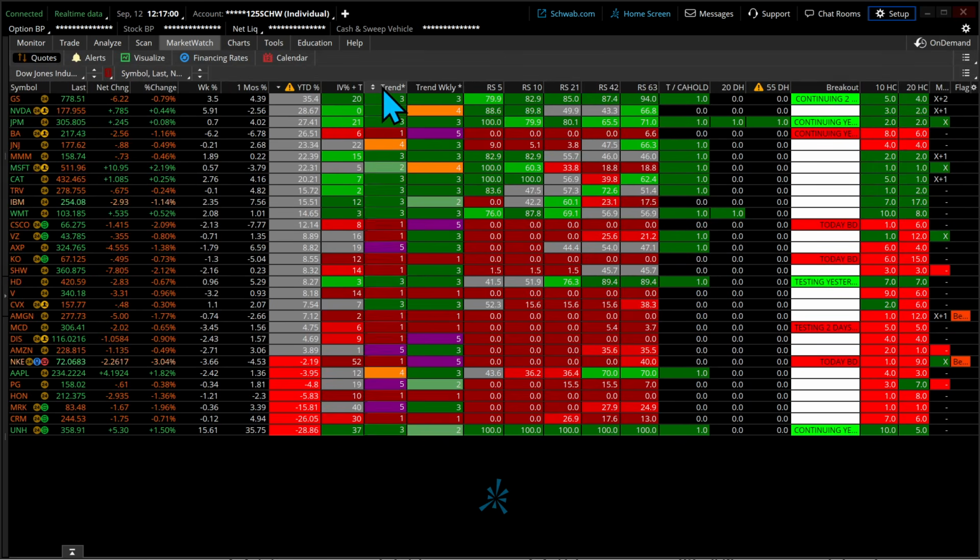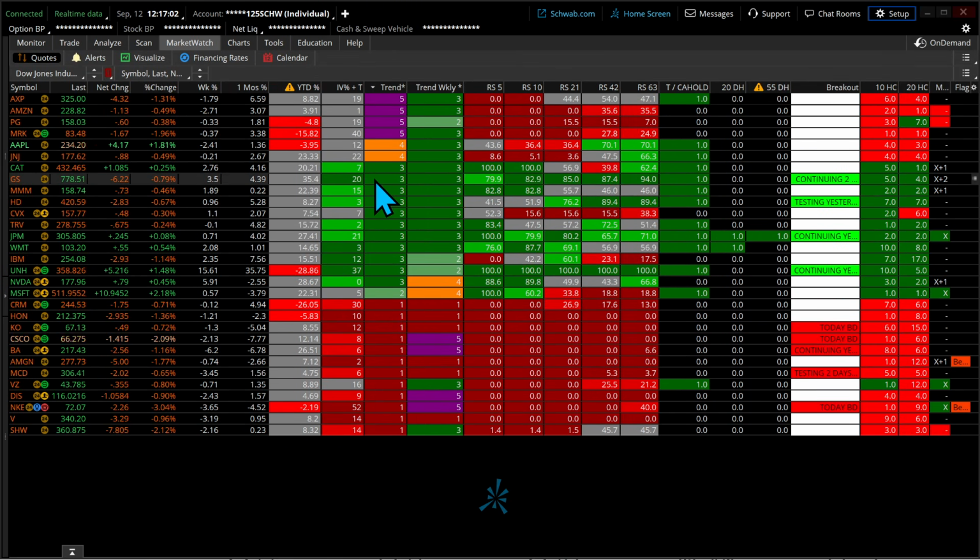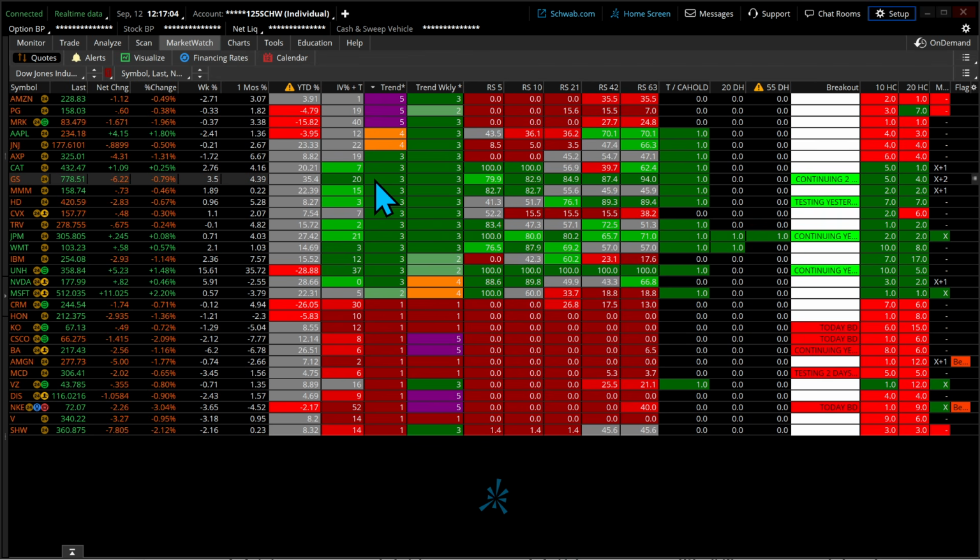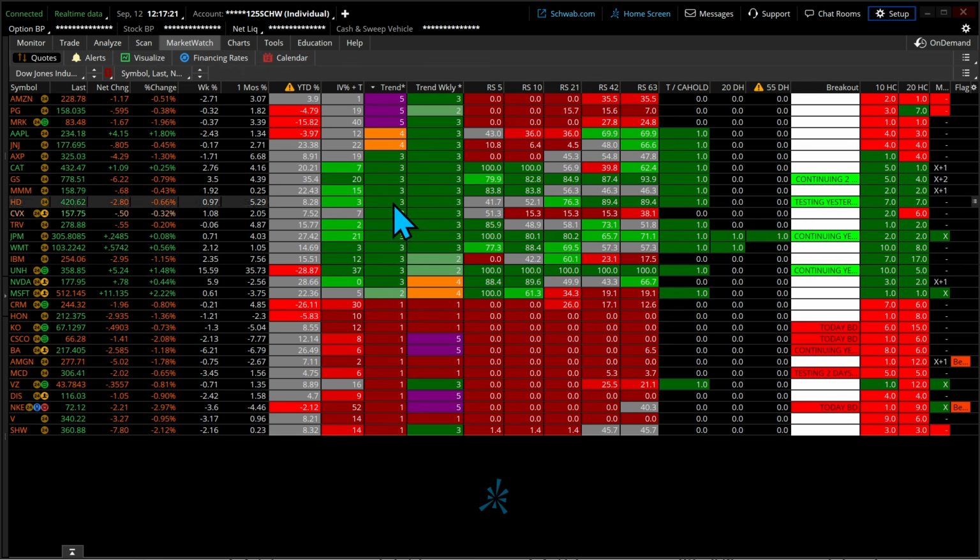Now, many investors struggle with identifying trends. We fix that. We categorize where the stock is in relationship to the moving averages, and we labeled them 1 through 5. If we see a 1, that's telling us the stock is below both moving averages. If the stock is a trend 3, that tells us the stock is above both moving averages.